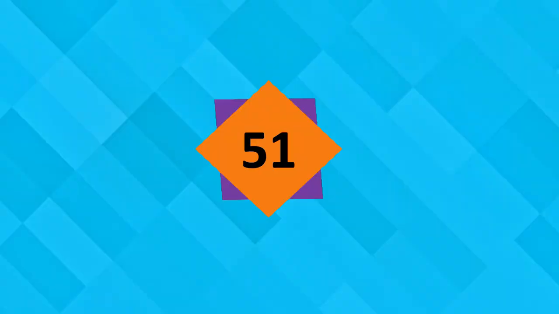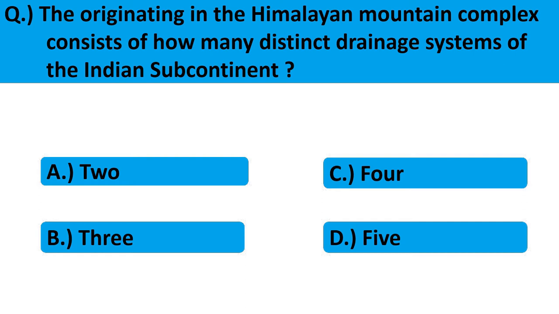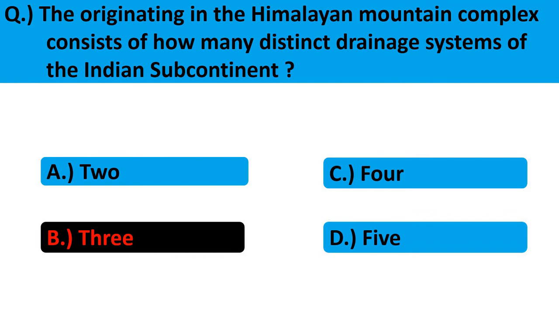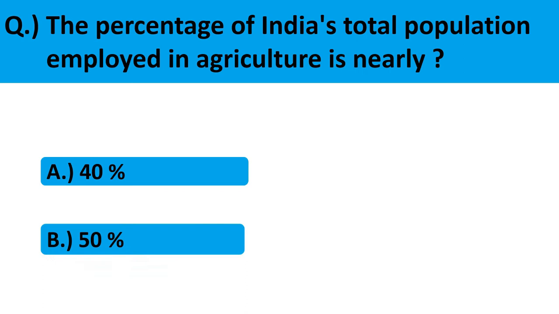Question number 51. The rivers originating in the Himalayan mountain complex consist of how many distinct drainage systems of the Indian subcontinent? Correct answer is 3. Question number 52. The percentage of India's total population employed in agriculture is nearly? Correct answer is 70%.